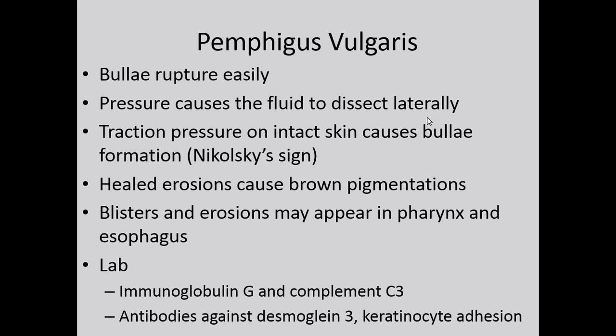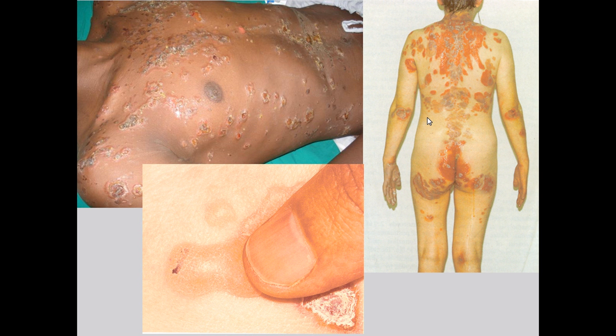But we can also run antibodies to desmoglein 3 and antibodies to keratinocyte adhesions. What that's going to do is show that there's an immune reaction fighting and separating these tight junctions of the skin, and causing a reaction of the blisters, the vesicles, and the bullae here. So here we see pictures of pemphigus vulgaris where the blisters are not formed.